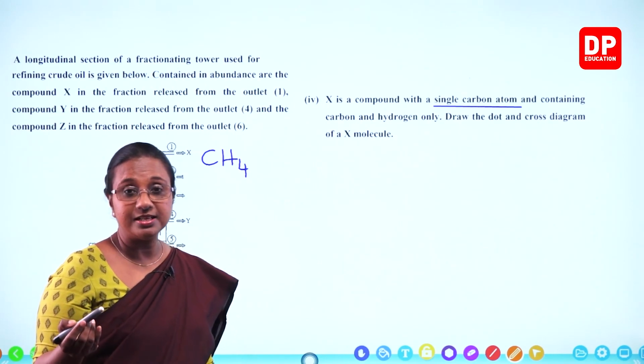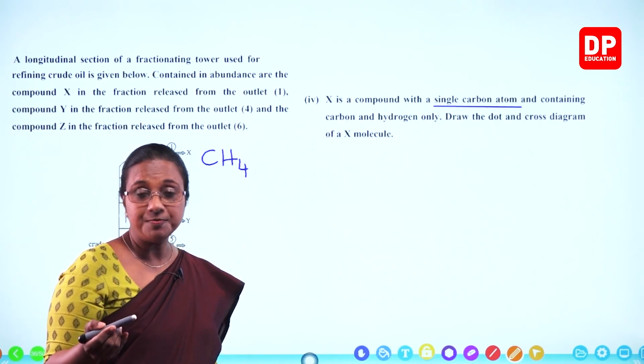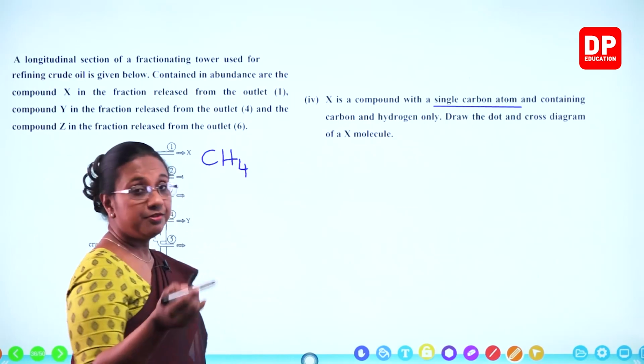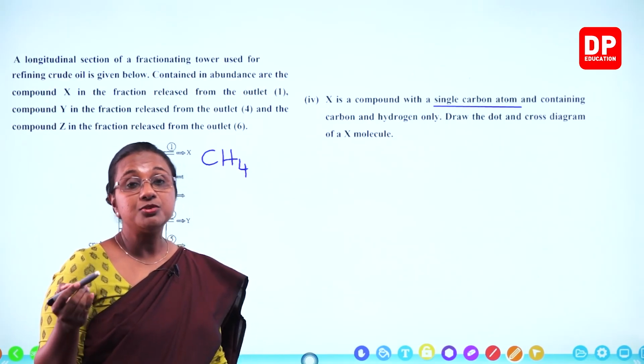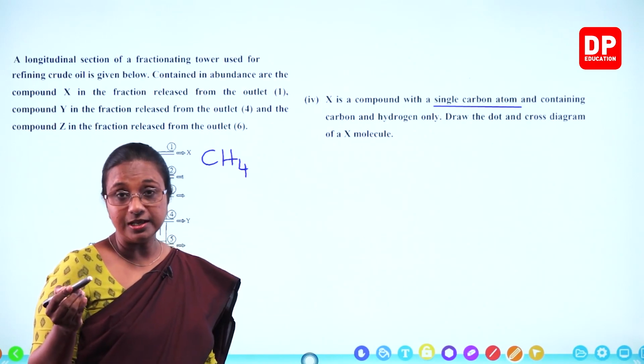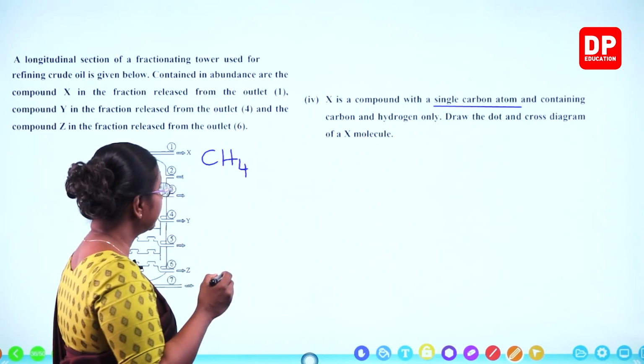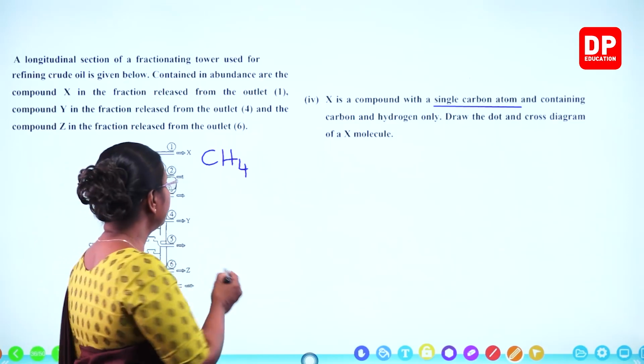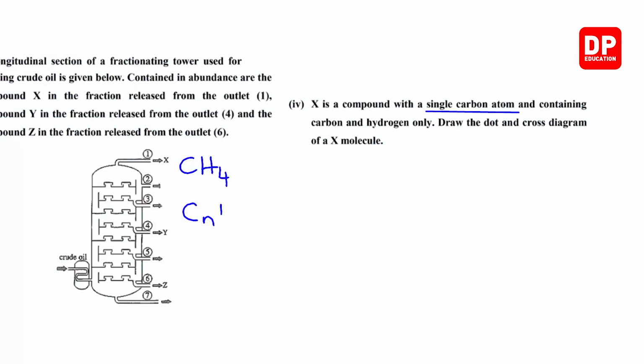Anyway, when you say single carbon, you all know it is methane, so CH4. If not, you all know the way to calculate the chemical formula of a particular hydrocarbon. What is the common formula we use? We use the formula CnH2n+2. So if n is 1, 2 into 1 plus 2, that becomes 4. Then you know it has to be CH4.